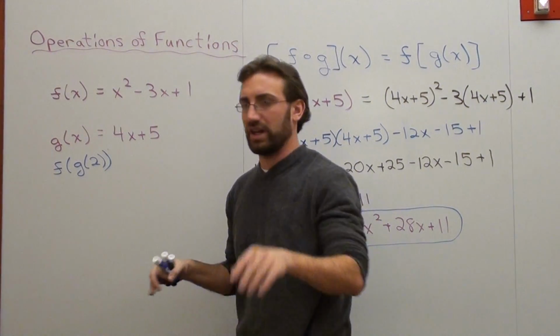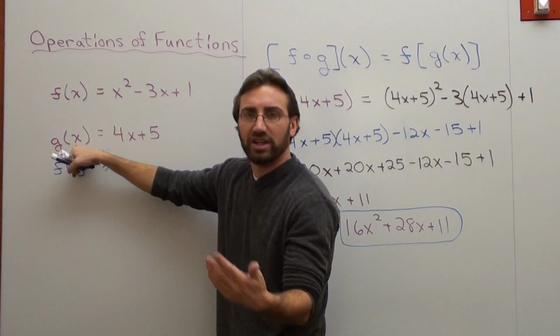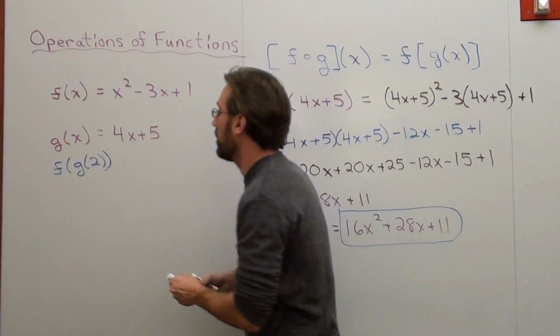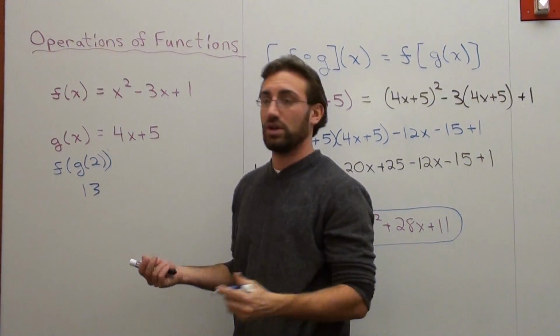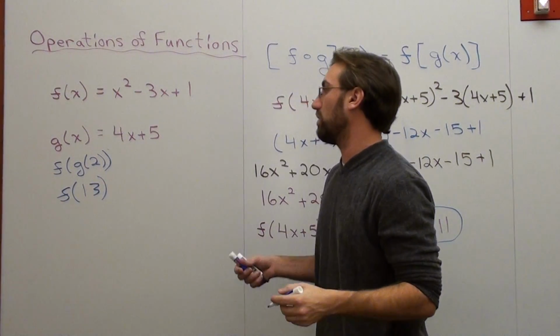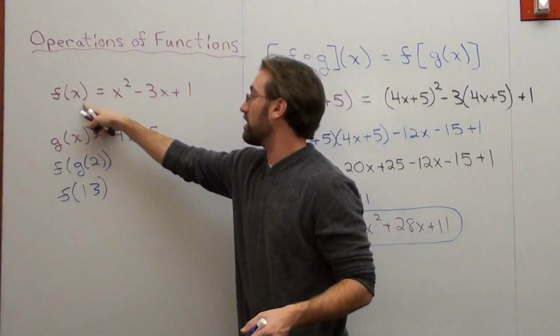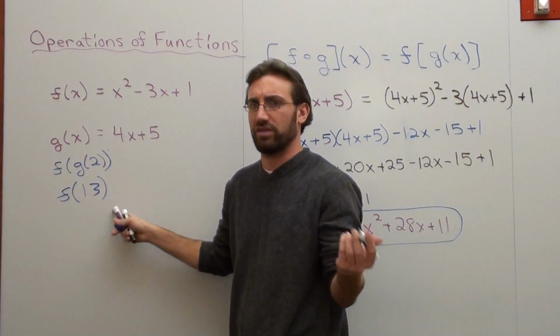So let me repeat that again. All I do is I do my g of 2. For every x I see, I put in a 2. 4 times 2 is 8. 8 plus 5 is 13. So actually, this g of 2 is 13. So I'm going to find f of 13. Well, all I have to do is substitute in a 13 into this problem. Because now it's asking, if I put in 13 for x, what's f of 13?